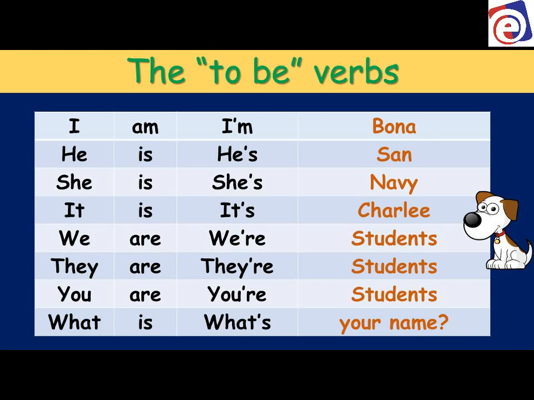Okay, so repeat. I'm Bona. He's San. She's Navi. It's Charlie. We're students. They're students.